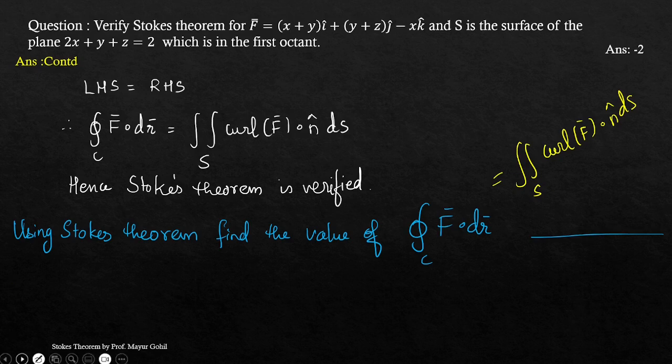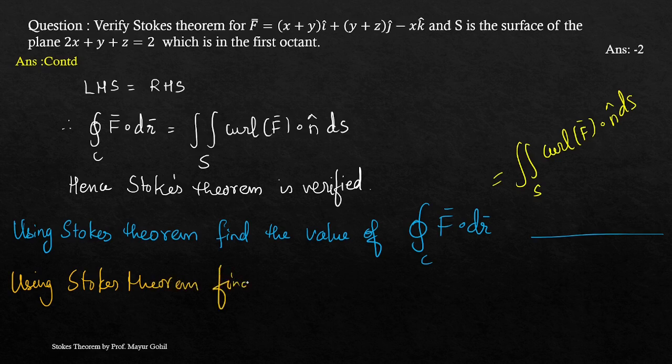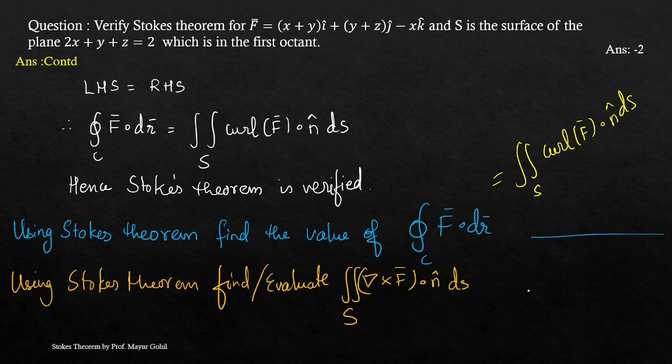Otherwise, if they ask you, using Stokes theorem, find or evaluate the double integral of curl F dot n hat ds over S, and something is given, then what you are expected to do is calculate and give the line integral of F bar dot dr. This is what is to be calculated. So I have shown both sides, LHS as well as RHS, and how to calculate each. I hope you have followed this.